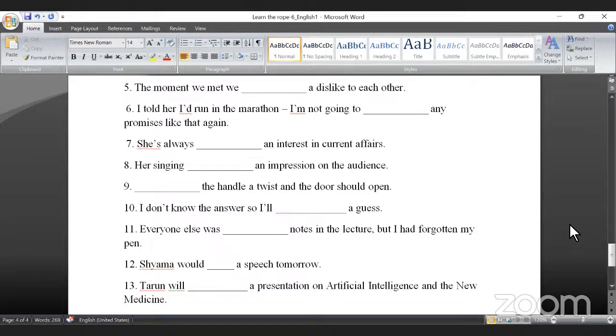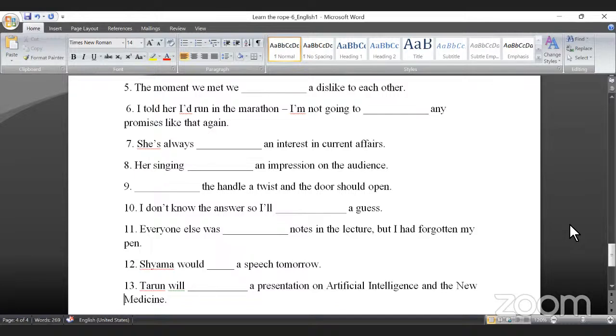Then, sorry. Next, Shama would, madam. Shama would dash a speech tomorrow. Make a speech. Would give a speech tomorrow. Give a speech tomorrow, not make a speech. Okay, give a speech tomorrow. Shama would give a speech tomorrow.